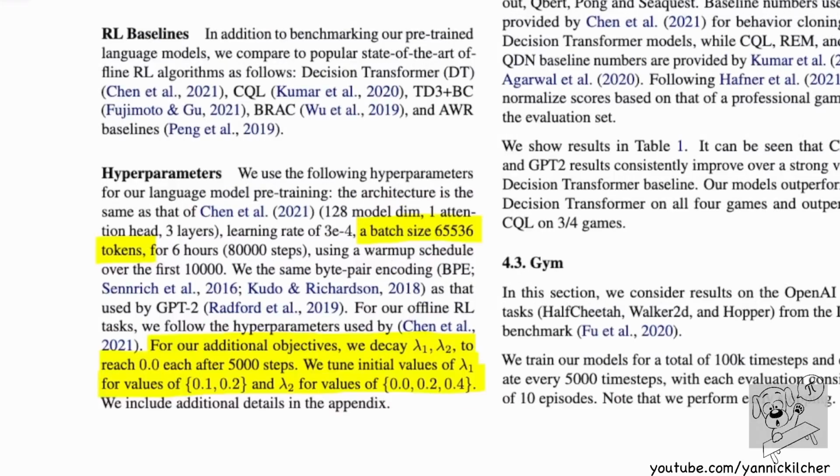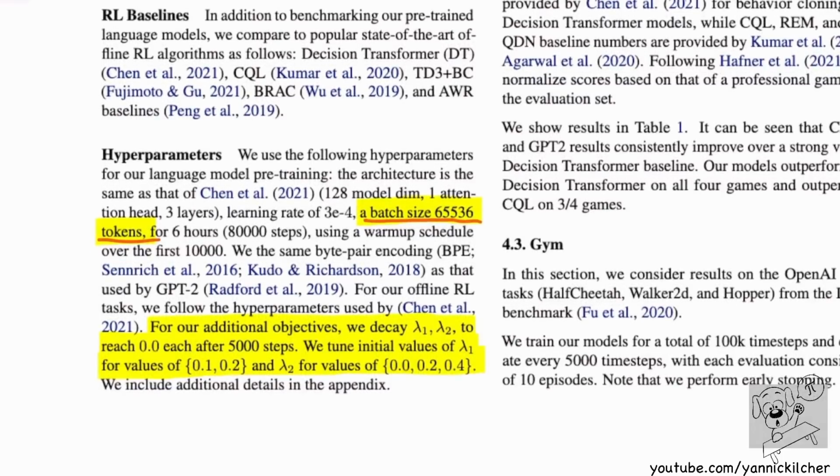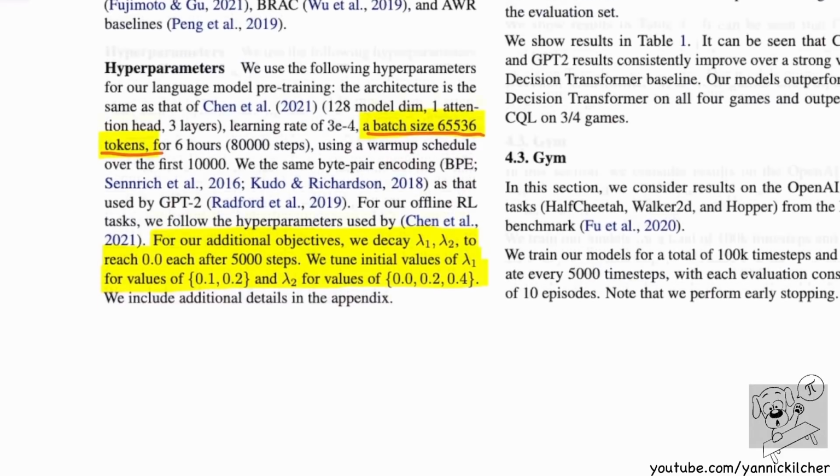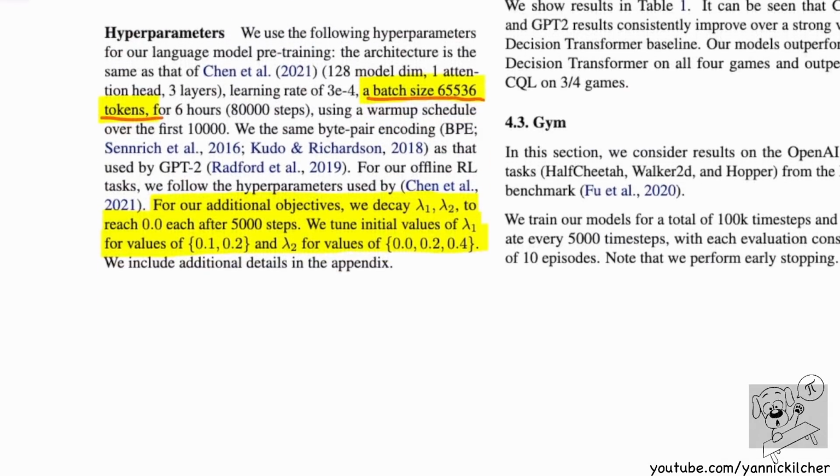Yeah, they describe a little bit their baselines and their setup. I was a bit confused here. It says it's a batch size of 65,000 tokens, which, batch size is usually not in tokens, like the sequence length would be in tokens. But in any case, they say for our additional objectives, we decay lambda 1 and lambda 2 to reach 0 after 5,000 steps. We tune the initial values of lambda 1 and lambda 2.